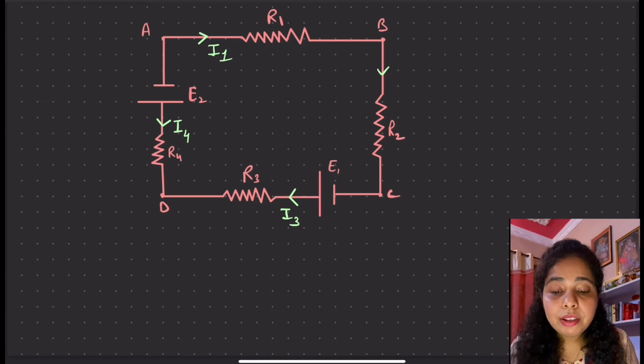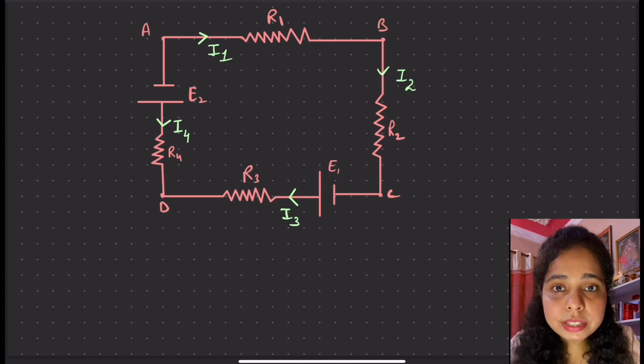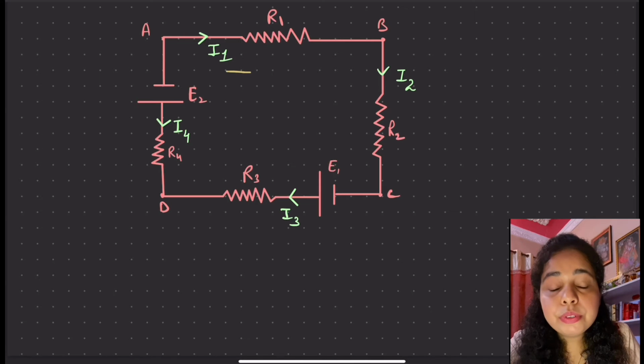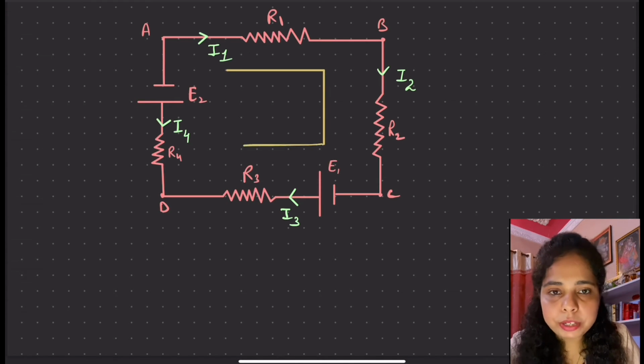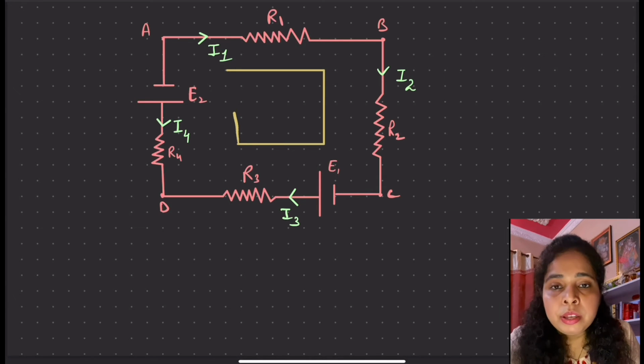Now in order to apply Kirchhoff's rule, we will have to consider a loop. So I will consider a loop A, B, C, D, A. When we consider a loop, the point from where we are starting, we have to end at that point, right? So our loop is A, B, C, D, A, and now we are marking the loop from A to A. So this is our loop.